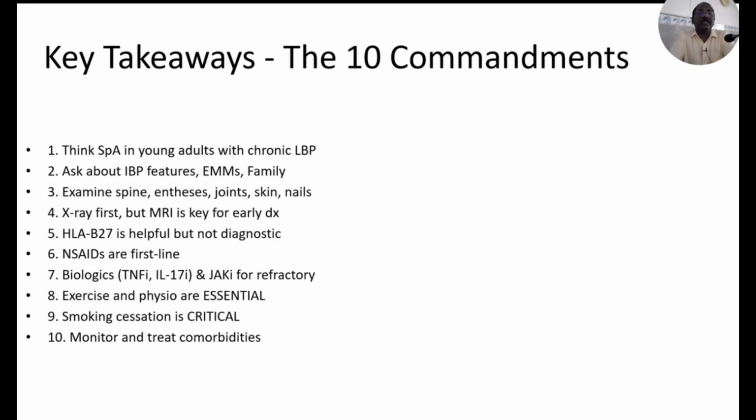Think spondyloarthritis in young adults, especially males, with chronic inflammatory back pain. Ask about the inflammatory back pain features, extra-musculoskeletal manifestations, family history. Examine the spine, but don't stop there. Please emphasize joints, skin, and nails also. X-rays first, but MRI is the key for early diagnosis. HLA-B27 is helpful, but not diagnostic. NSAIDs are very useful as first line, but don't depend on them. For chronic therapy, biologicals are very, very good.